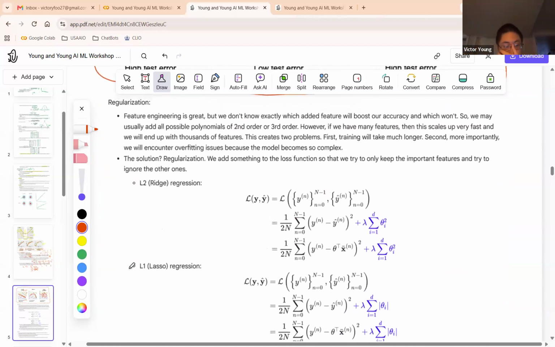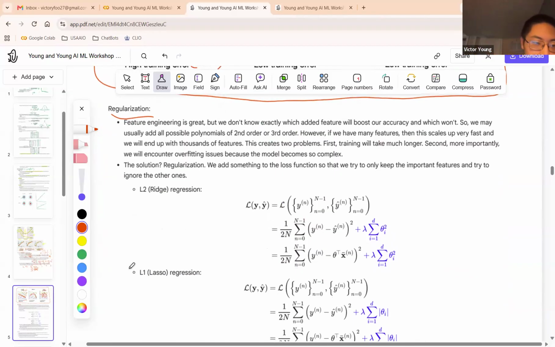Okay, and one last thing is regularization. So how do we decrease overfitting? Because complex models are very nice, right? They can learn very complex patterns, but we do not want them to learn noise. So how do we do that? Well, we do it through regularization.